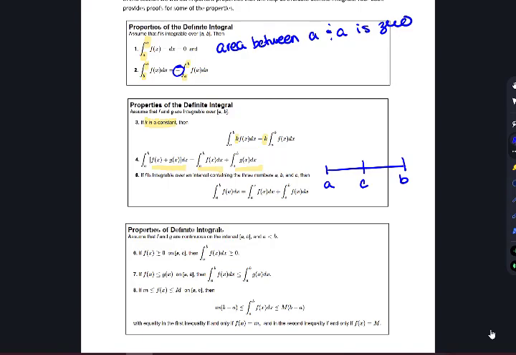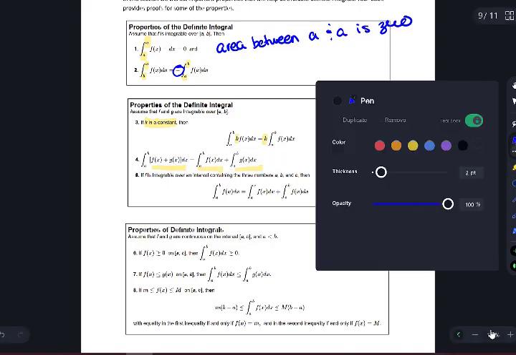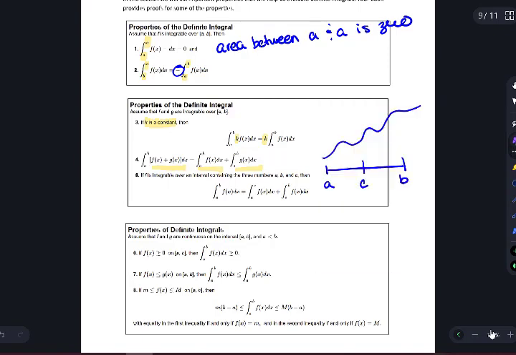So in other words, if we were to draw a curve over top of this, we could think about what that area that we're interested in looks like. Essentially, all this fifth rule is saying is that we could always just break that area into 2 pieces and add them together.